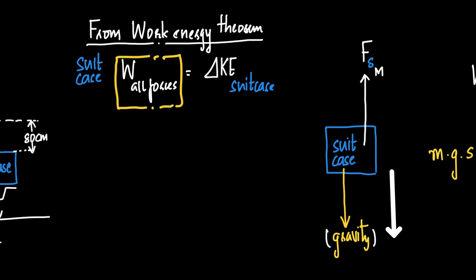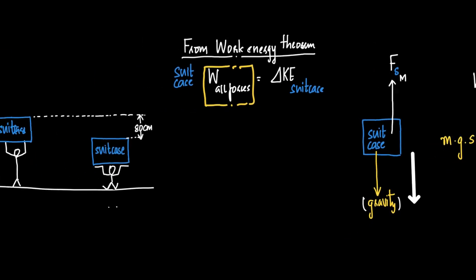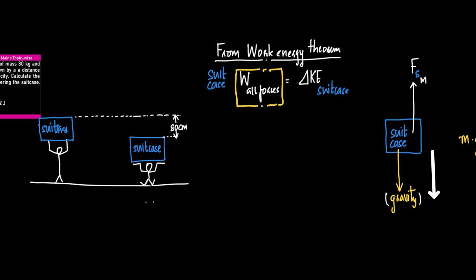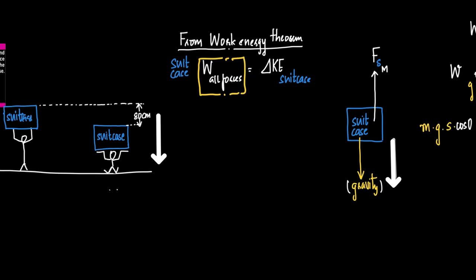And if we consider this motion, since the suitcase is lowered down, I would say that the direction of displacement is downwards. So we have only two forces acting on the suitcase. One is gravity and the other is force on the suitcase due to the man.